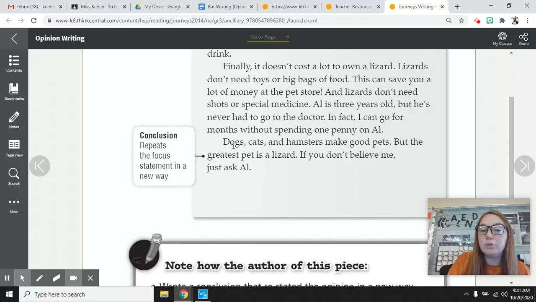Then their conclusion: "Dogs, cats, and hamsters make good pets, but the greatest pet is a lizard. If you don't believe me, just ask Al." So in the conclusion, they're repeating the focus statement by saying that the greatest pet to have is a lizard.